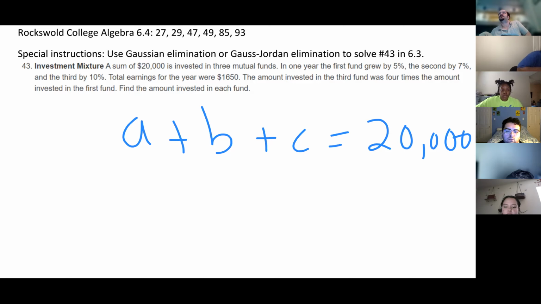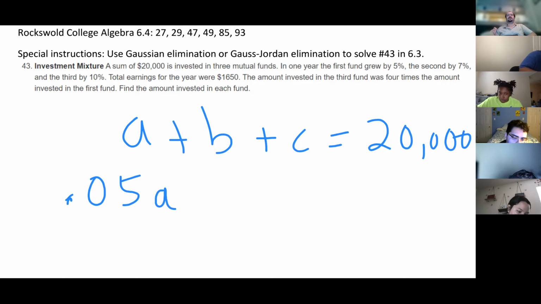In 1 year, the first fund grew by 5%, second by 7%, and the third by 10%. And we know that that earned 1650. So if the first account grew by 5%, how much money did that grow by total? How do I figure that out? Don't you multiply it by 0.05? Yeah, so I'm multiplying what by 0.05? A. So the amount that the first account grew was 5%, and the amount that was in there was A. So that's how much my first account grew, money-wise, total money-wise. 5% of A. Of whatever is in A.